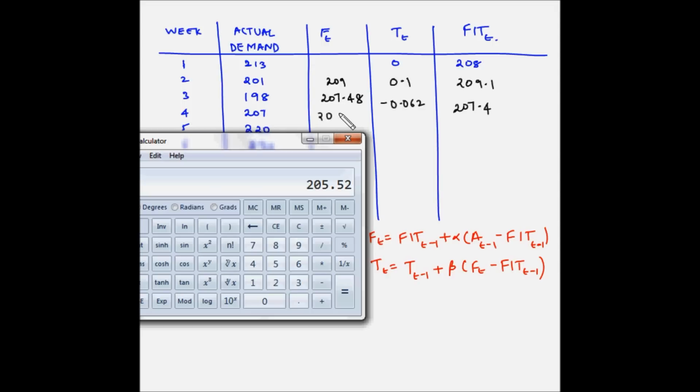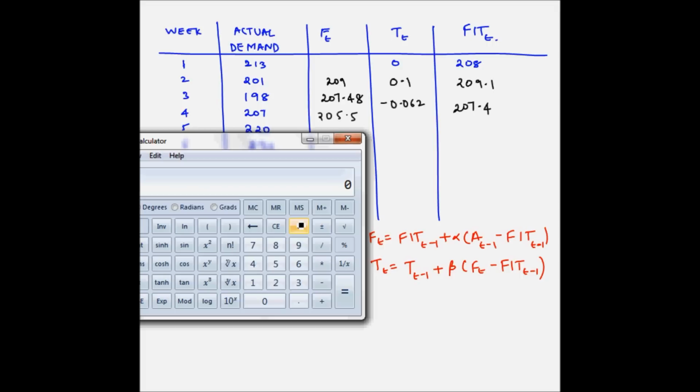So 205.5. Now similarly, let's find out the trend. So the trend is equal to the trend for the last period, which is minus 0.062, plus beta into bracket, the forecast that we had found for the current period, minus the forecast including trend for the last period. So let's calculate that.